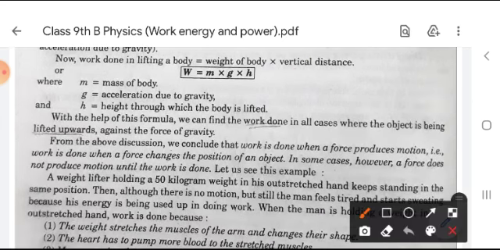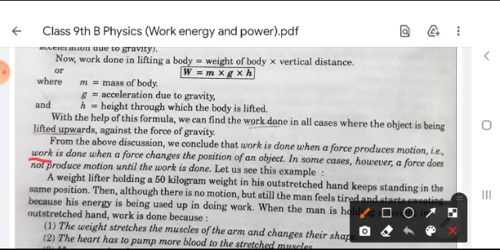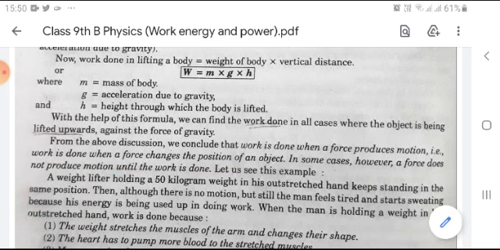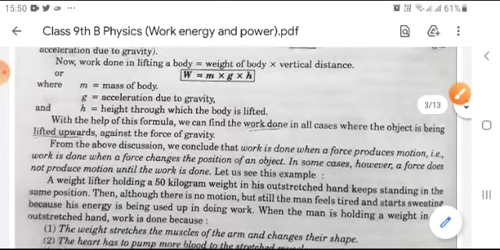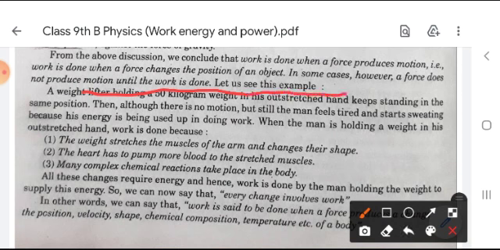What comes forward? From the above discussion, we conclude that work is done when a force produces motion. That is, work is done when a force changes the position of an object in some cases. However, force does not always produce motion, but work is done. Let us see this example which is given here.